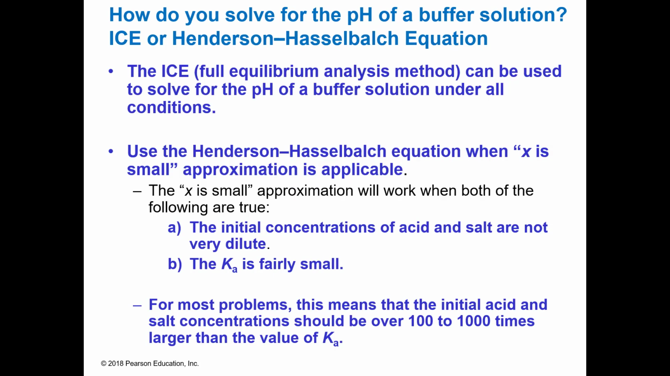All right. So how do you solve for the pH of this? Do you use ice or Henderson-Hasselbalch? Ice, which we call the full equilibrium analysis method, can be used under any condition. The Henderson-Hasselbalch can be used when X is small, and you can use approximation. And so if Ka is small, that is, if it's 1,000 times less than your concentrations, then you're pretty much okay to use it. And so most of the things we're going to be working with are going to be approximatable. Is that a word? You can use approximation for them.